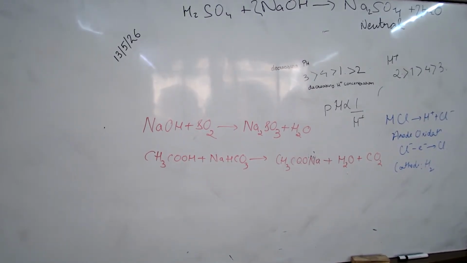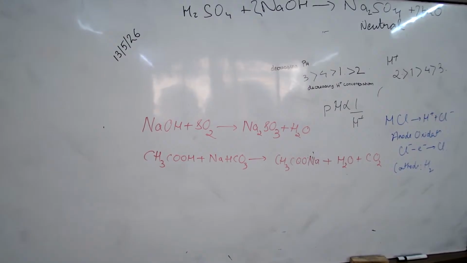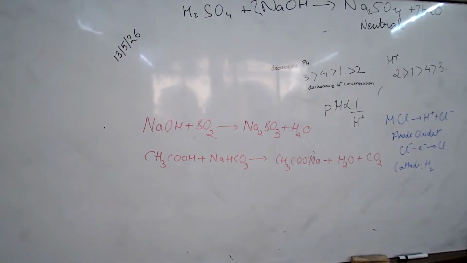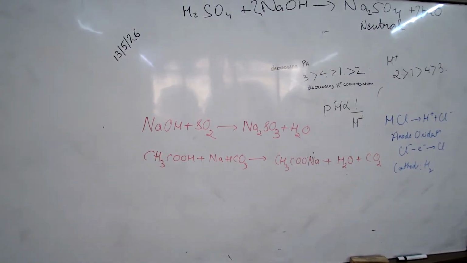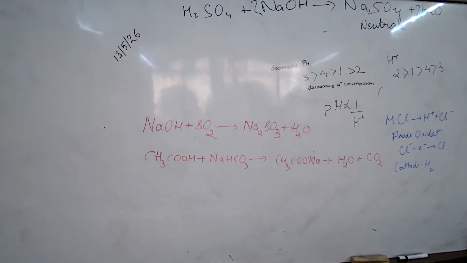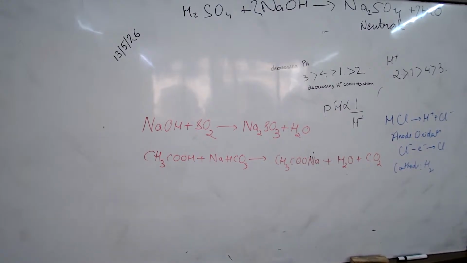Next is what is pH scale? On the pH scale, we can measure pH from 0, very acidic, to 14, very basic. It is a scale which shows the range of acidic, basic and neutral. Okay. So 7 is neutral, below 7 is acidic, above 7 is basic.